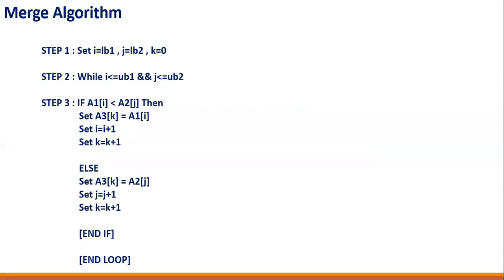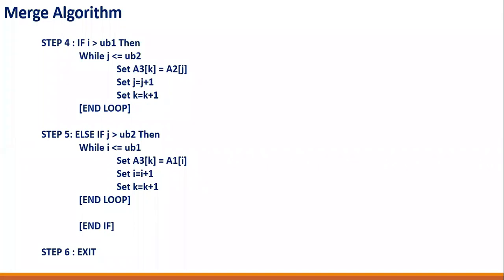Because there will be no comparison, there is no step 3. If there is no step 3, then what should happen? Because if the comparison ends, then the elements of a certain array will remain and will not come. So after this process is over, we have to go to step 4 and step 5. What does step 4 say? If I is greater than upper bound, when will I be greater than upper bound?